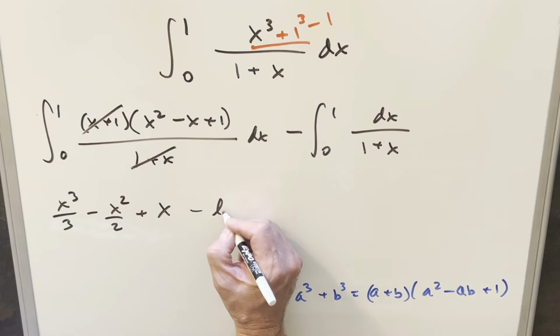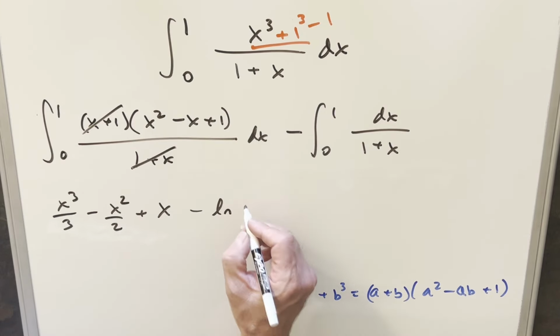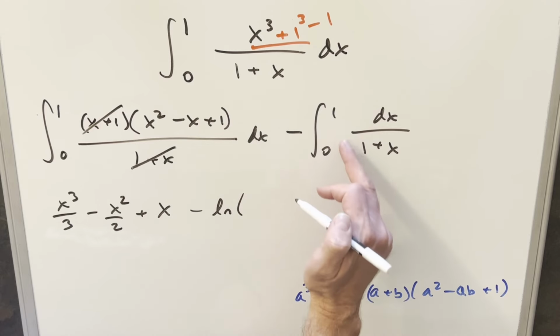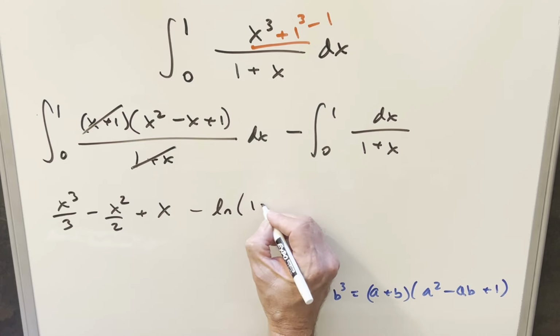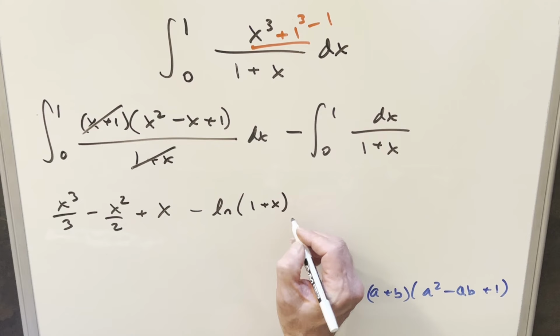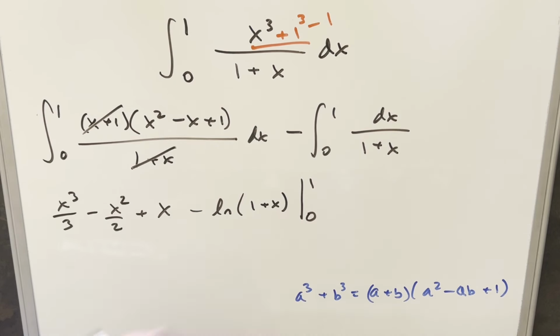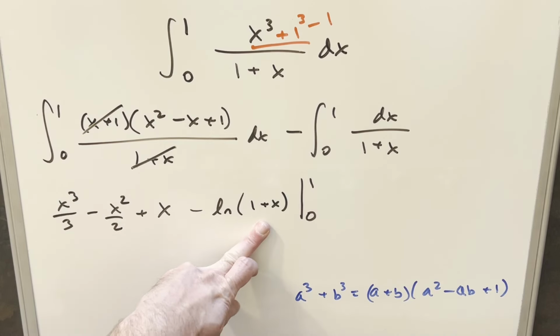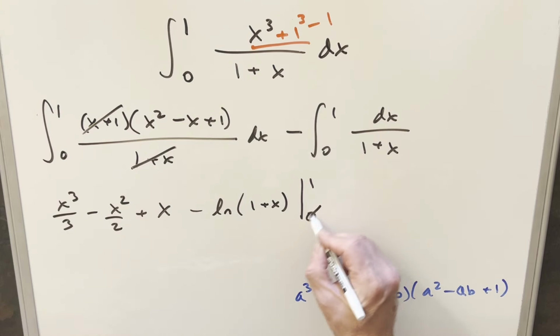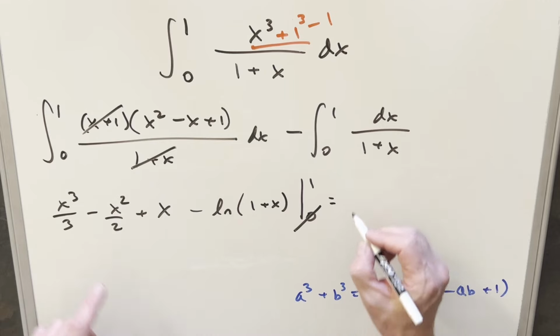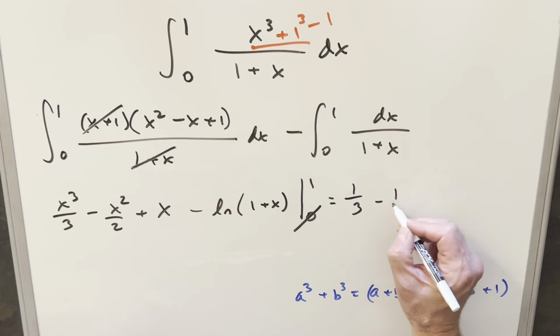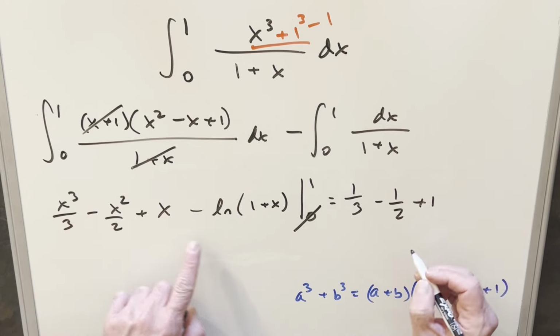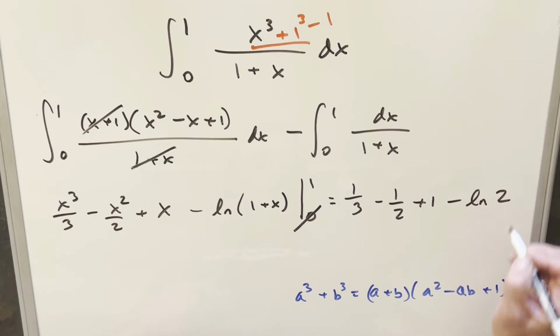Then here, minus natural log absolute value, I'm going to drop it because our x values are always positive, so we've got no problem dropping absolute value. We'll do parentheses and evaluate from 0 to 1. Then just notice at 0, everything gets zeroed out. All this stuff is 0. This will become natural log of 1, so let's not worry about that. Plug in 1, we get 1/3 minus a half plus 1. Here we have a minus natural log of 2.